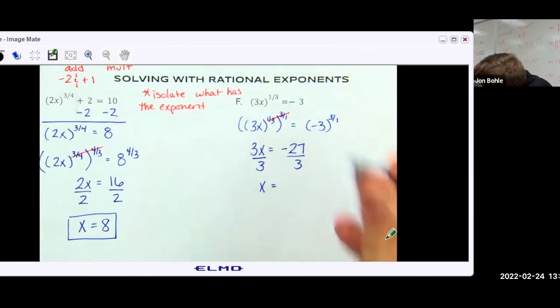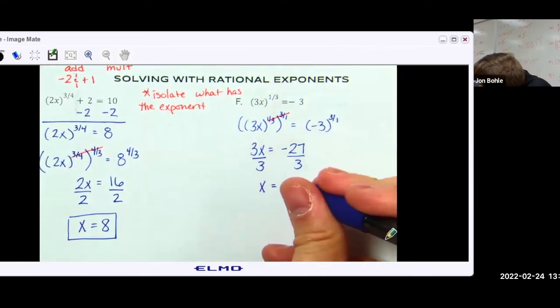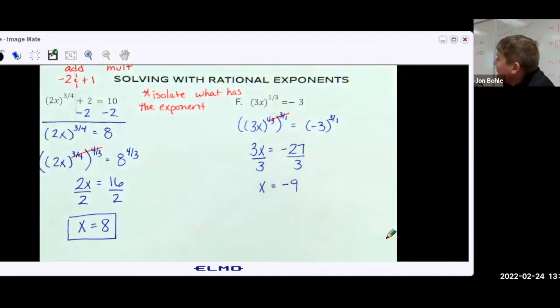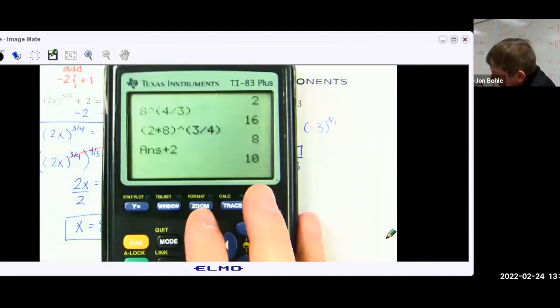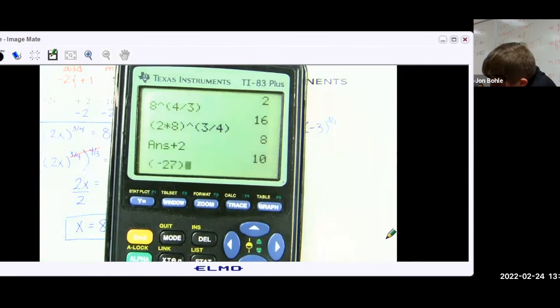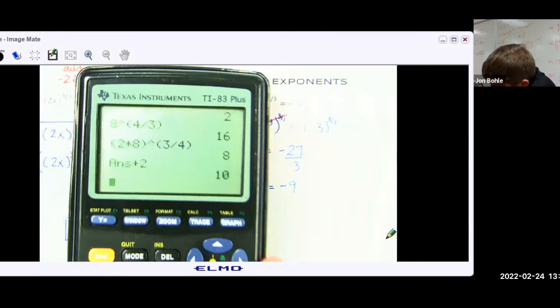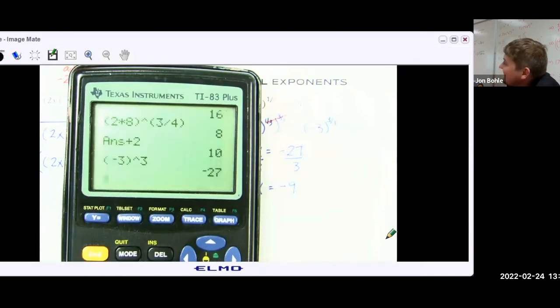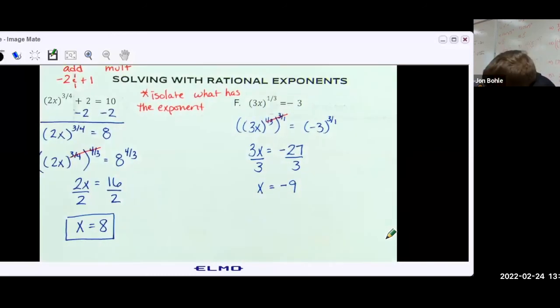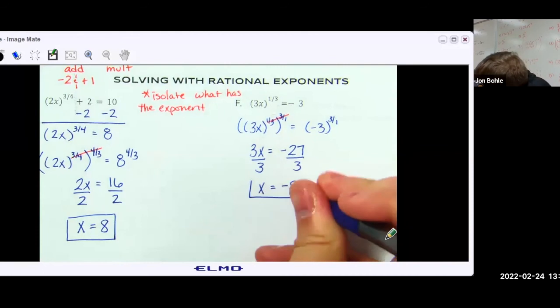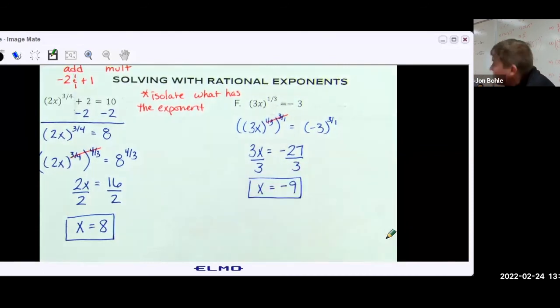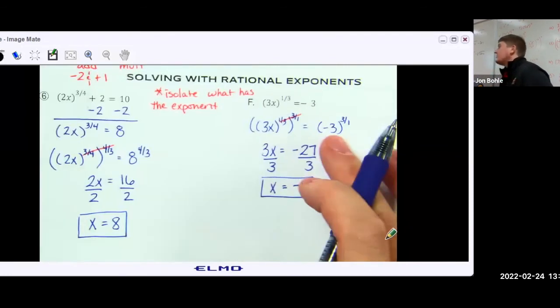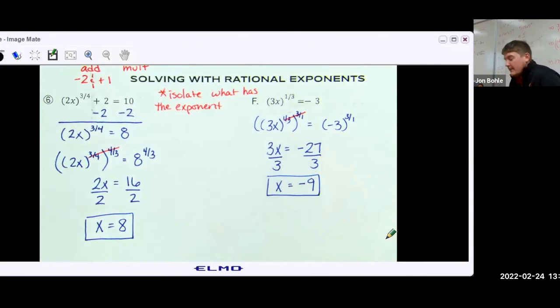I did it in my head because I know what the cube root is. And then you can check your work by plugging it into the calculator. Then box it in and just cross your fingers that it's a real answer.